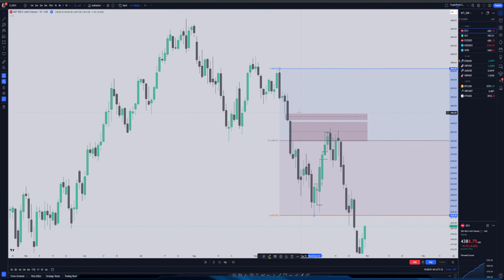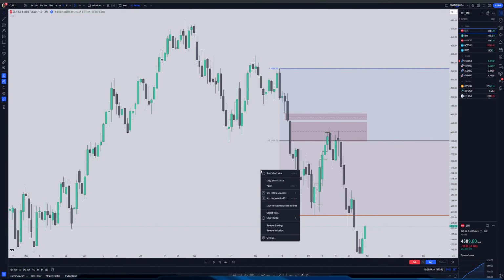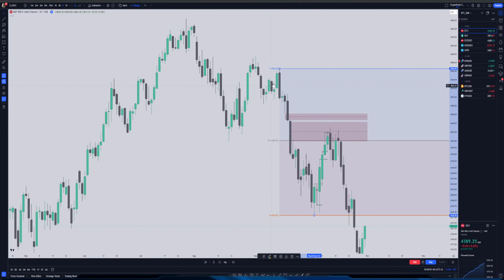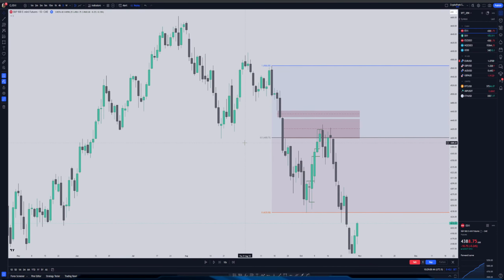Okay, you cannot find everything in one place. Now high probability, let's talk about high probability now. Some people don't even use the premium and discount array, but I'm going to talk about this a little bit. On the left, look at what happened right around this swing high.